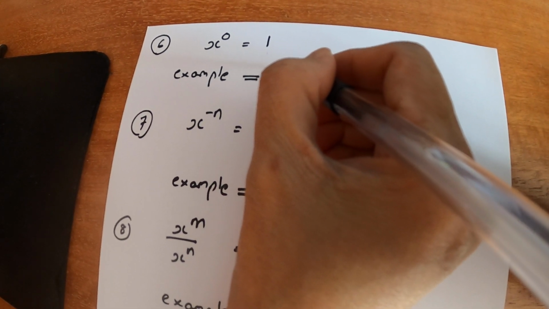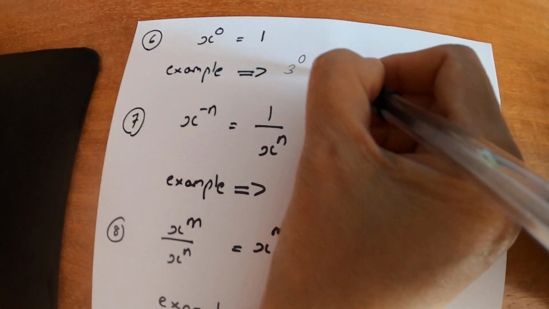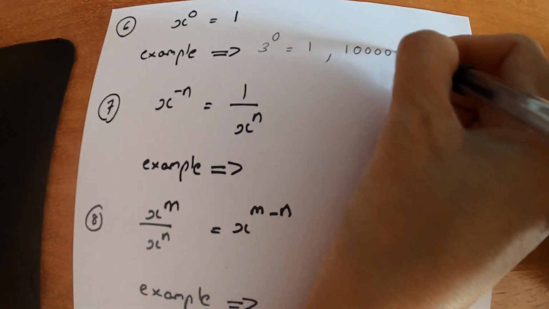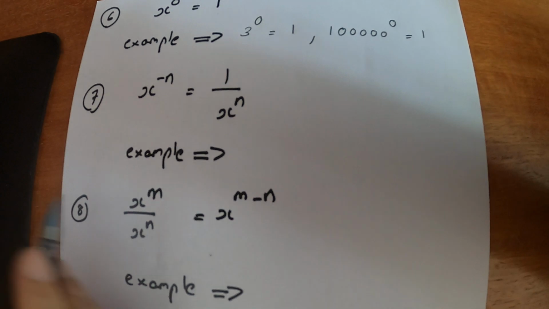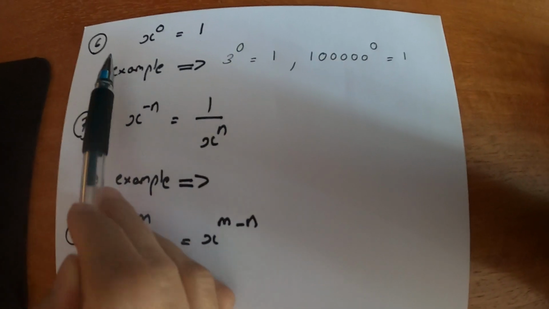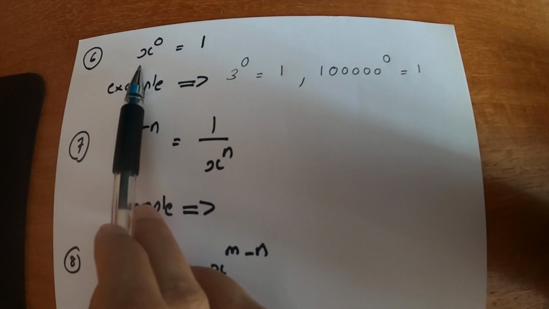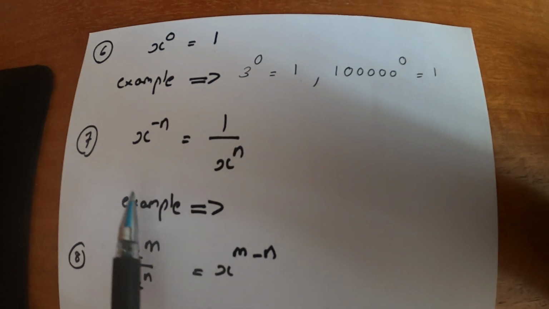x to the power of 3, to the power of 0, is equivalent to 1, right? You can even write it as 1 million to the power of 0, which is equivalent to 1. So from here you can see that rule number 6 states that whatever the base will be, whatever the amount will be, when the power is 0, it's always equal to 1, right?